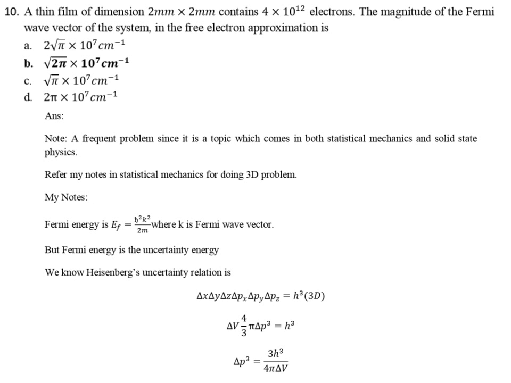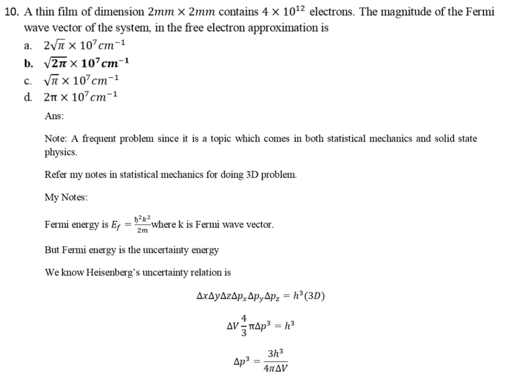Now coming to the last question in this week's discussion. A thin film of dimension 2 mm cross 2 mm contains 4 into 10 raised to 12 electrons. The magnitude of the Fermi wave vector of the system in the free electron approximation is B, root 2 pi into 10 raised to 7 centimeter raised to minus 1. Again, let us discuss the answer.